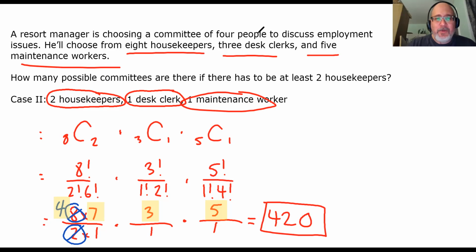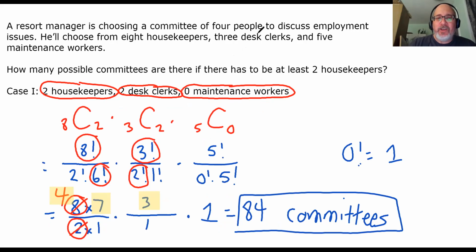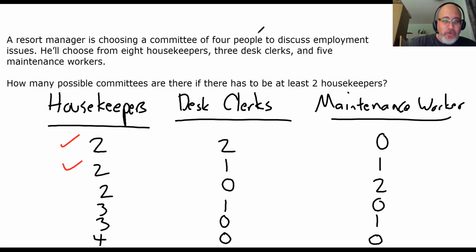So if he picks 2 housekeepers, 1 desk clerk, and 1 maintenance worker, then there would be 420 ways he can make a committee in that case. Remember, in case 1, where he picked 2 housekeepers, 2 desk clerks, and 0 maintenance workers, there were a total of 84 committees. We've done these 2 rows. We haven't done these last 4. I'm not going to do them all individually, but I will summarize them for you in this last page.